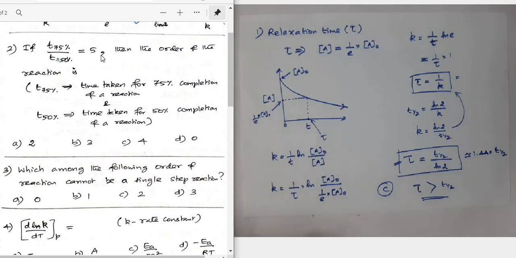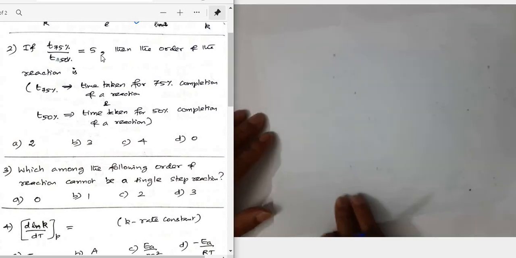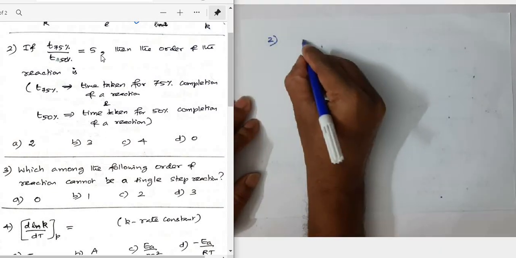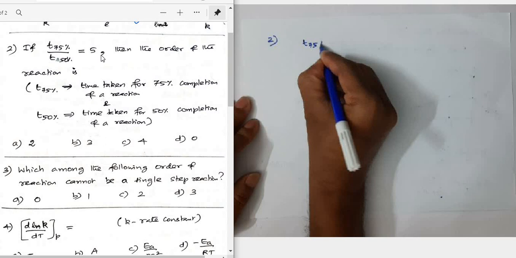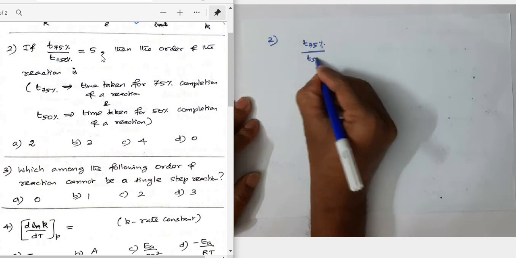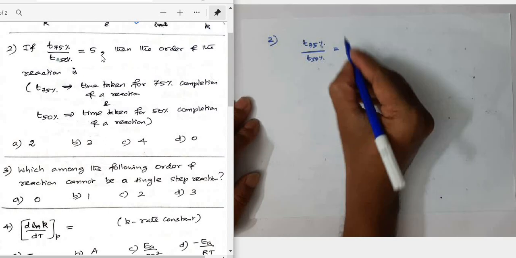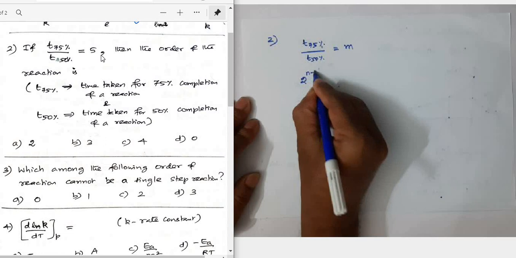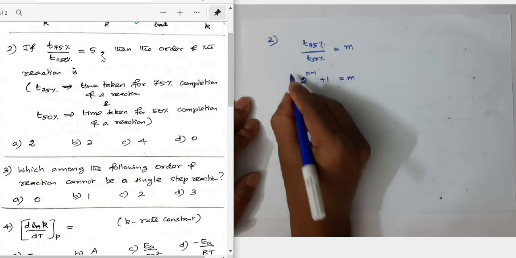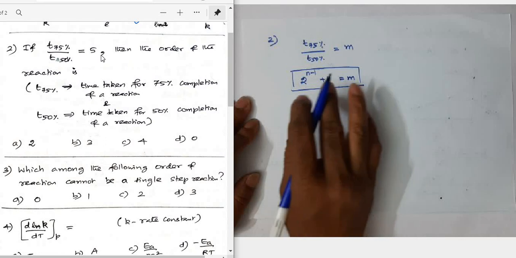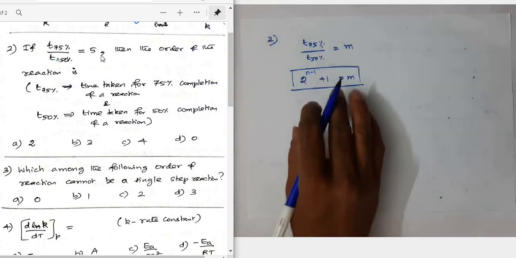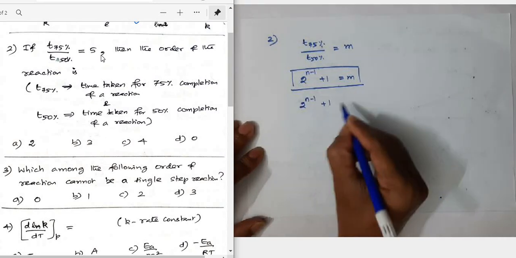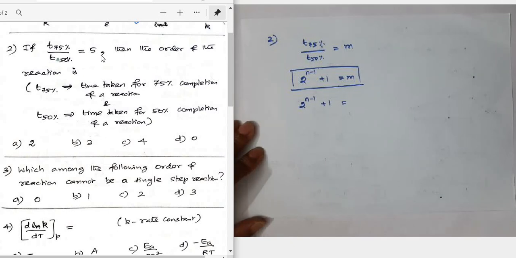How to find out? This is actually a simple question, and you can answer it directly. Listen, for any reaction, if the ratio of time for 75% completion to time for 50% completion is given, say for example this ratio is m, then you can write simply 2 power n minus 1 plus 1 equal to m. We can actually derive it, but I am giving you the direct formula. If you use this formula, you will get the answer directly. So 2 power n minus 1 plus 1 equals the ratio, and here the ratio is given as 5.